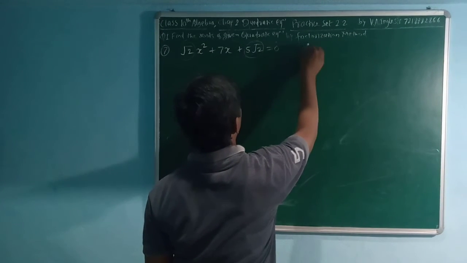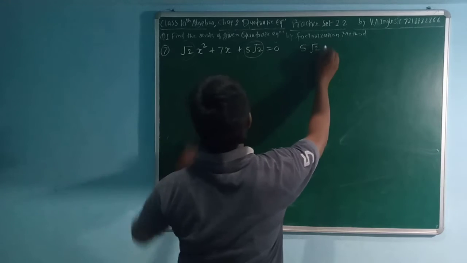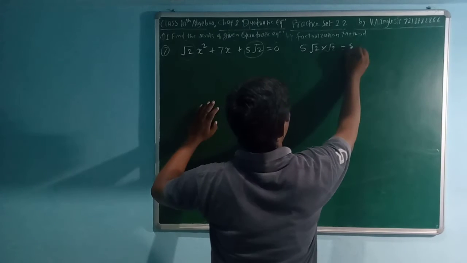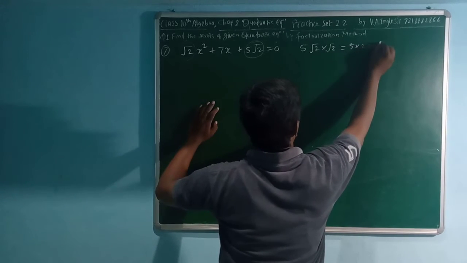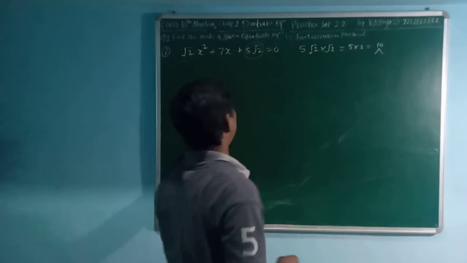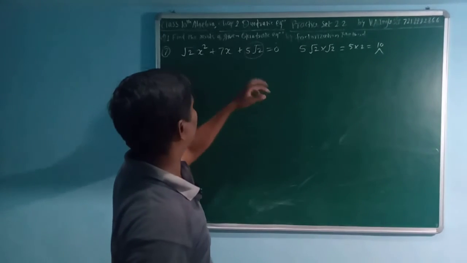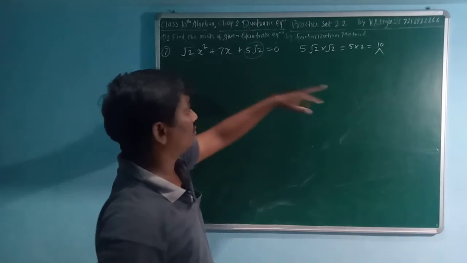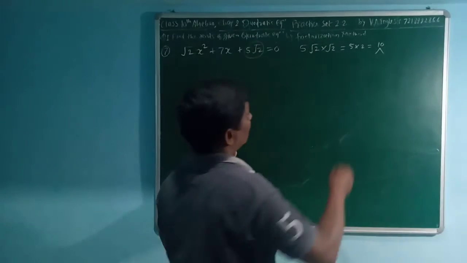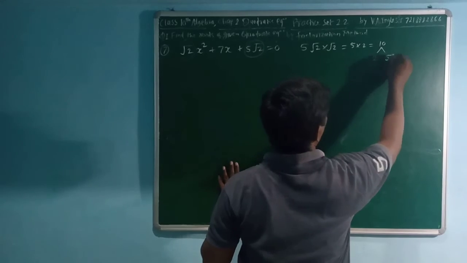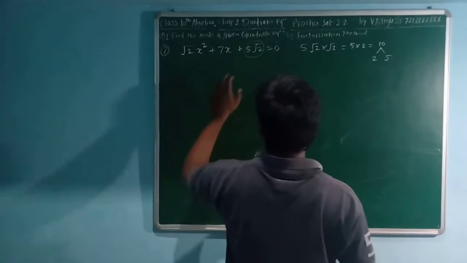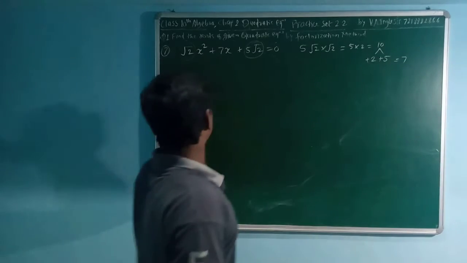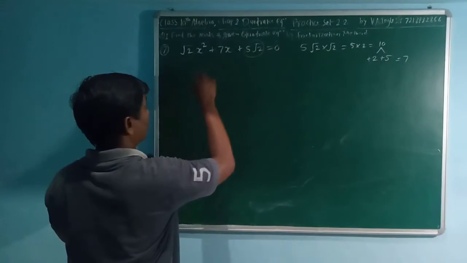So 5 root 2 multiplied by root 2 will become 5 into 2, that is, you have to factorize 10. Okay, so that you will get either the sum or difference of those two factors as 7. So you can write 2 5s are 10 and 2 plus 5 will be 7. So we'll write 2x plus 5x instead of 7x.